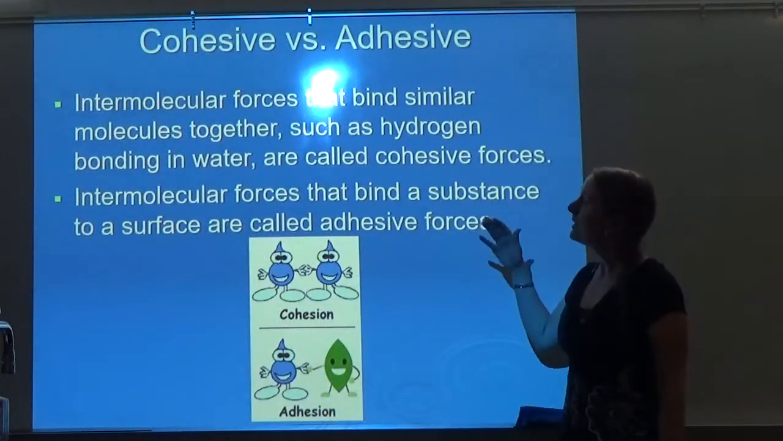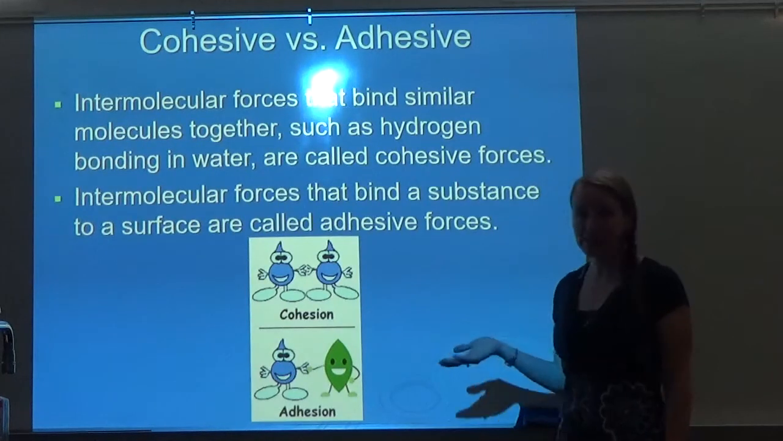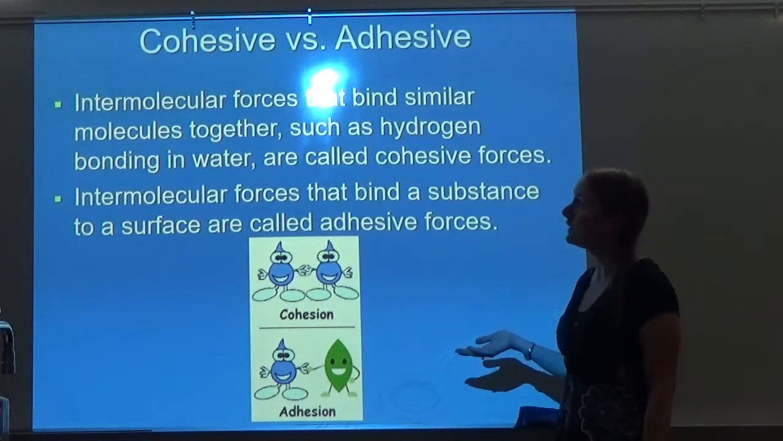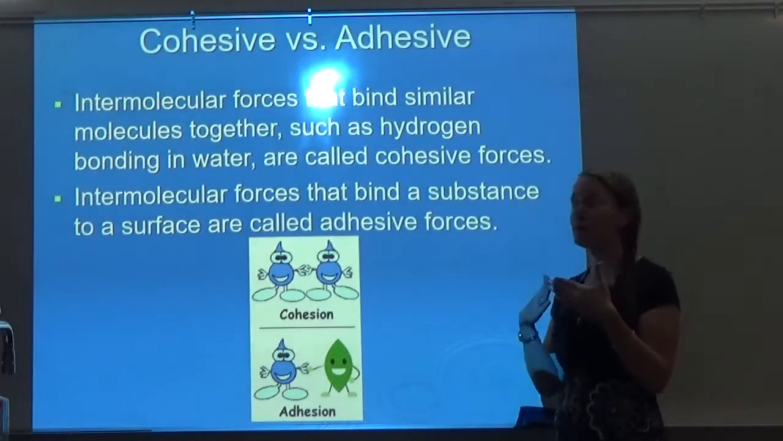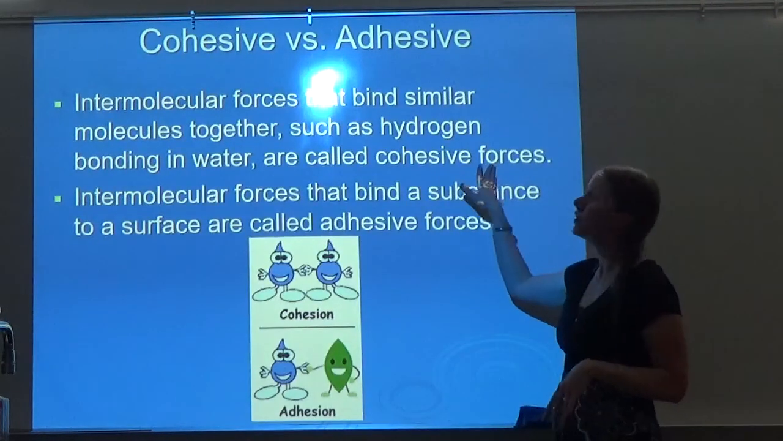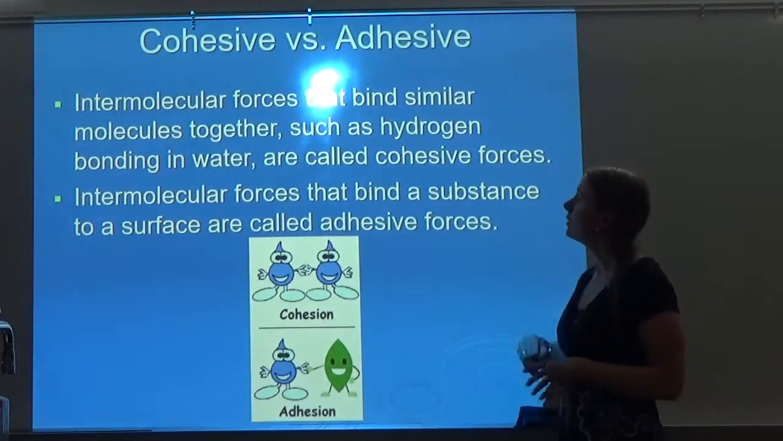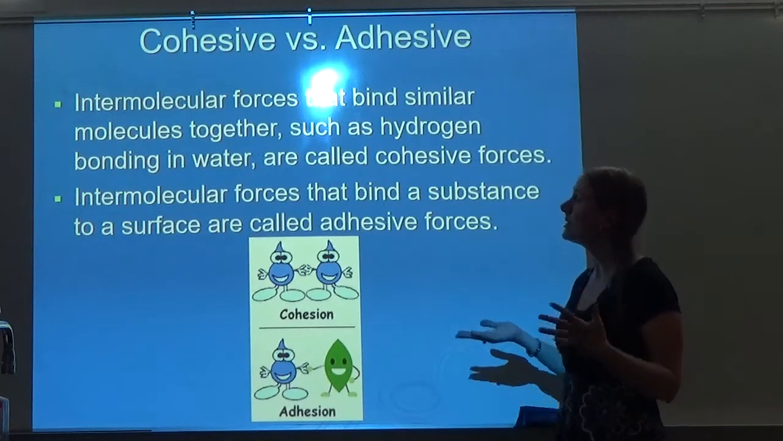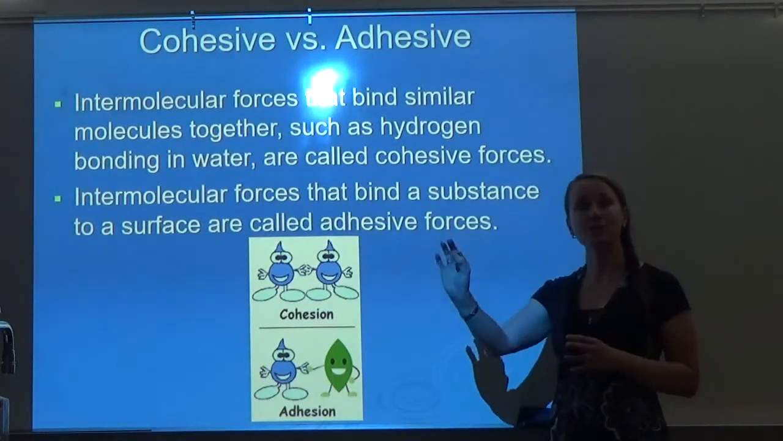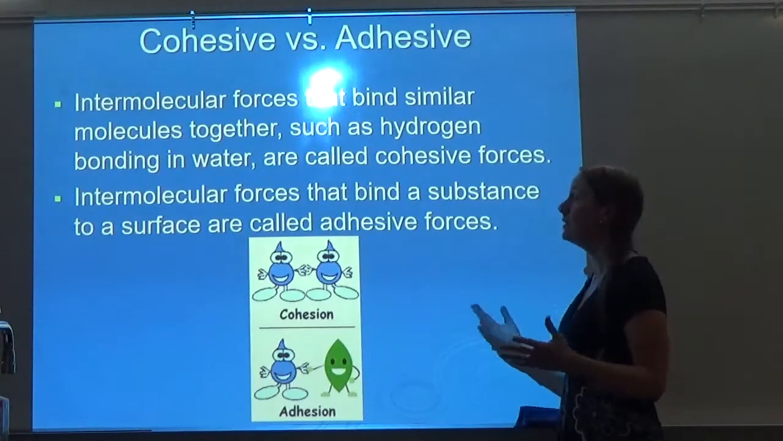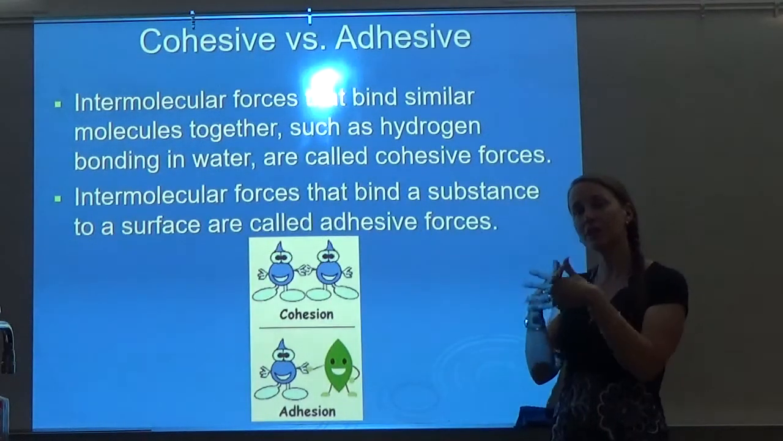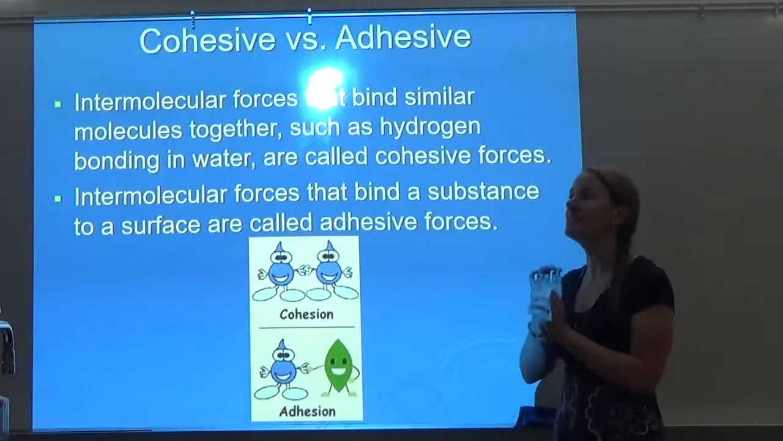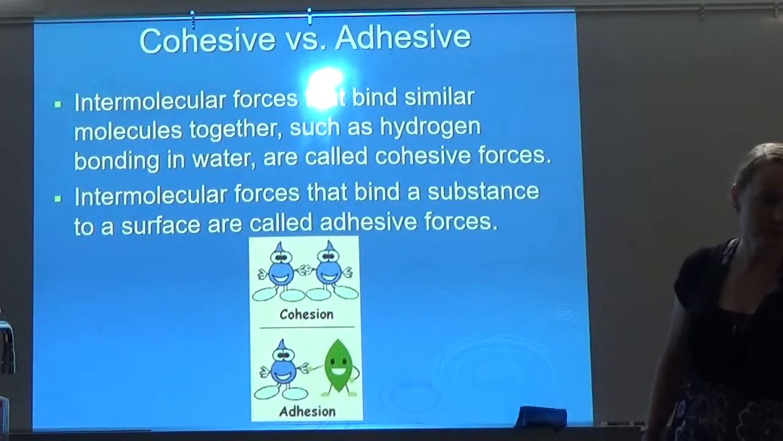We've already talked about cohesive and adhesive forces, but we'll cover it again real quick. Intermolecular forces that bind similar molecules together, such as hydrogen bonding in water, with multiple water molecules being attracted to each other, are called cohesive forces. Intermolecular forces that bind a substance to a surface, like a drop of water being attracted to a glass surface like a window, are called adhesive forces. So cohesive is molecules that are similar, and adhesive is molecules being attracted to a surface.